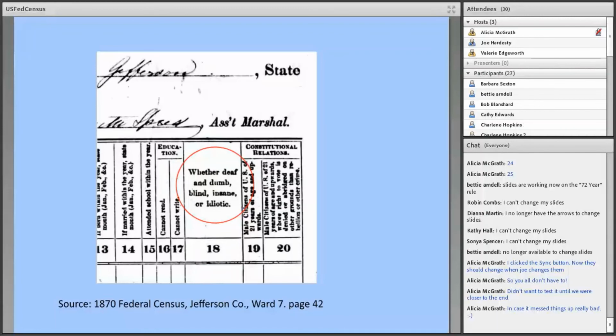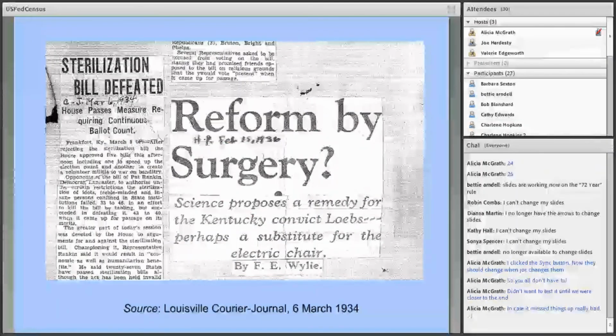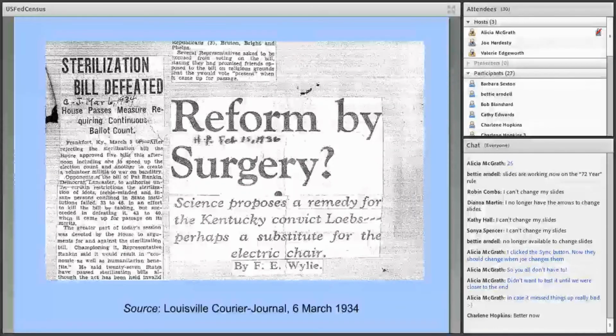And this helped fuel debates in state legislatures regarding sterilization of those that were deemed incapable or shouldn't have children, whether due to mental defect or criminality. So questions about eugenics was certainly in the public debate throughout the United States, not just in Nazi Germany in the 30s and 40s.